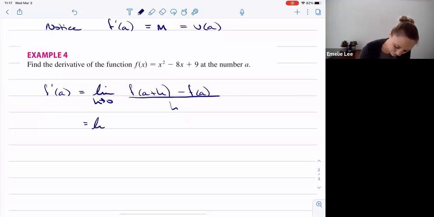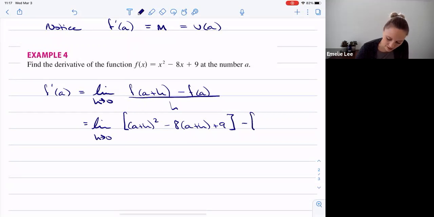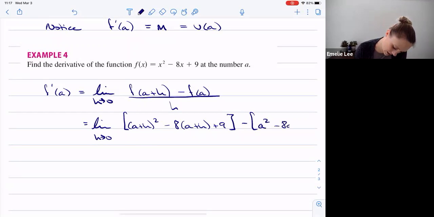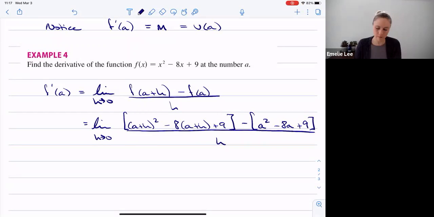That's fine. The limit as h goes to 0 of, and I'm going to use big square brackets, a plus h squared minus 8 times a plus h plus 9 minus, keep that negative outside, f of a is a squared minus 8a plus 9, divided by h.